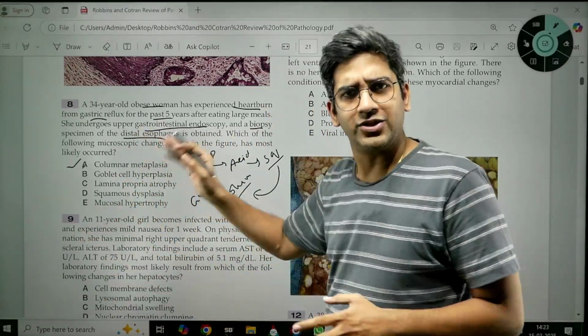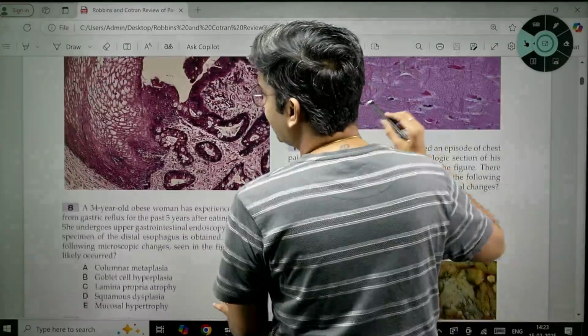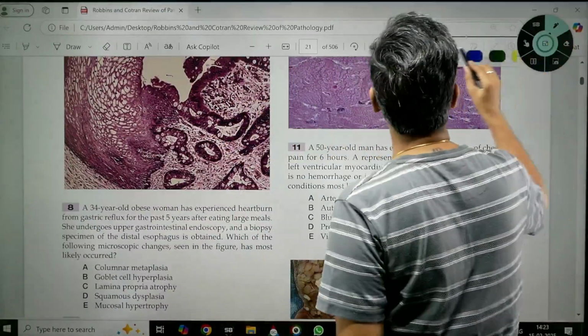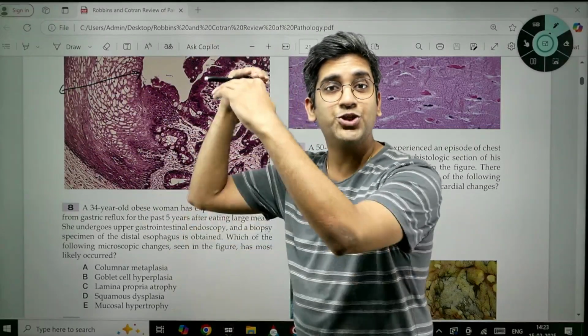Now let's go to the image. Obviously, my job is to teach images, and I will definitely teach you the image, right? If you look at the image, in this part you can see multiple lining epithelium, multiple stratified squamous.